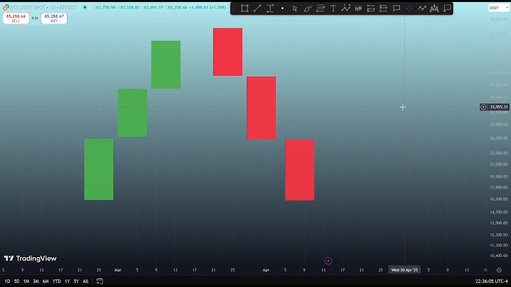Why is this important for us? If we learn properly how to read these liquidity zones of the candles, we can easily spot potential reversals of price, avoid our stop losses being hunted, and move with the smart money.